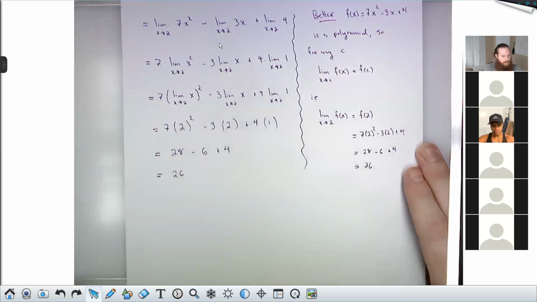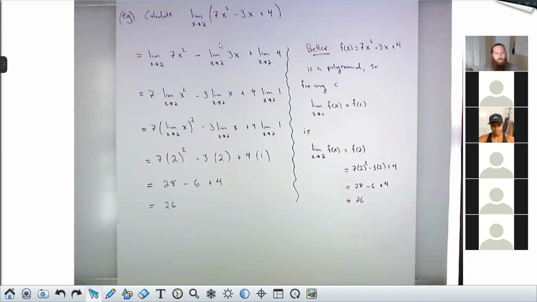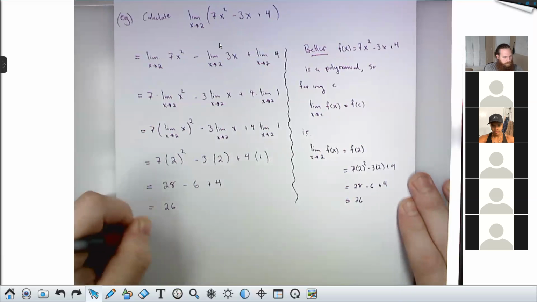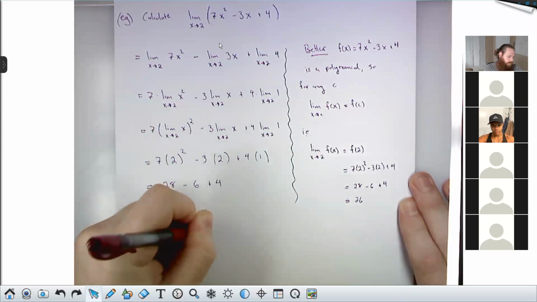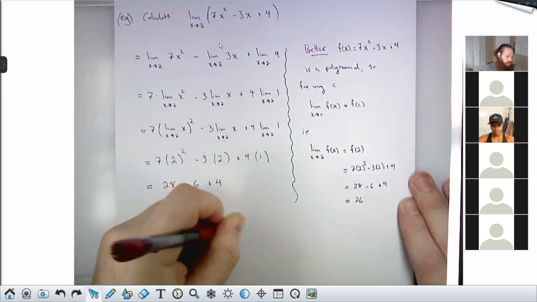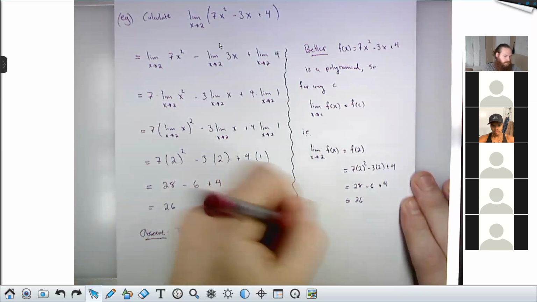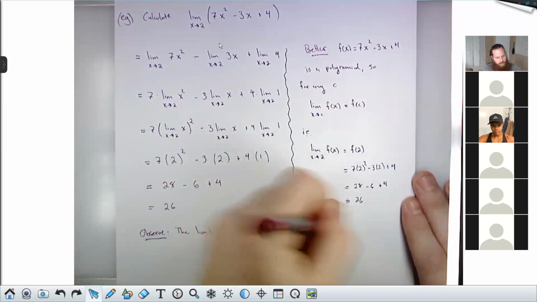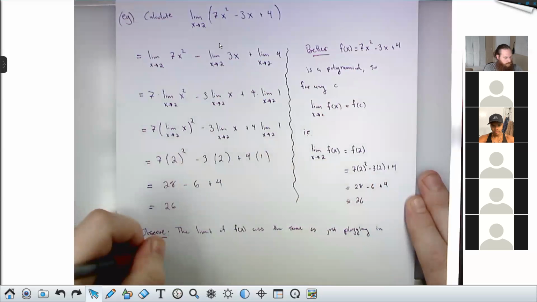So there's a nice theorem here. We can extend our theorem a little bit to say if f of x is any polynomial or rational function, then you can evaluate the limit of f of x just by plugging in. Your book calls it direct substitution. Just plug the number in. The question is, okay, so let's make some observations. The limit of f of x was the same as just plugging in x equals 2.